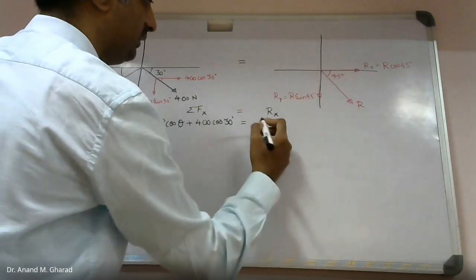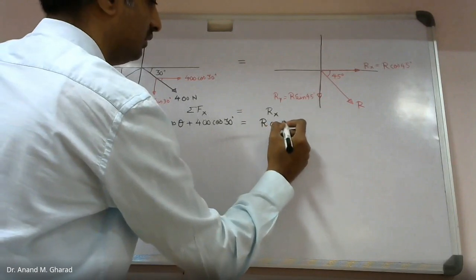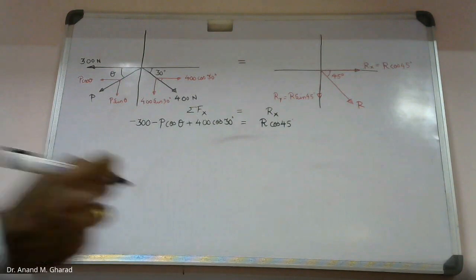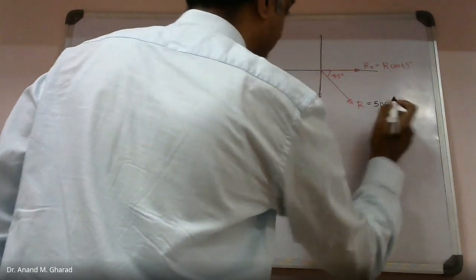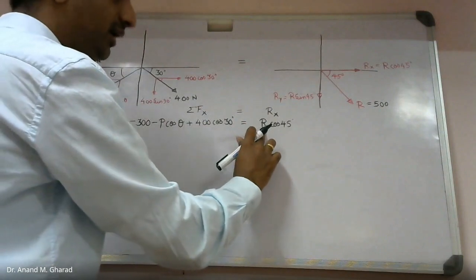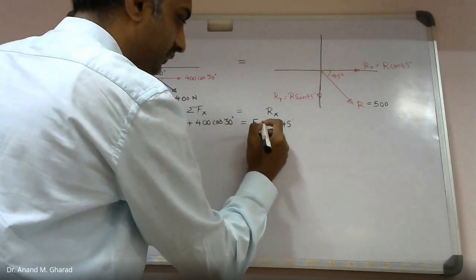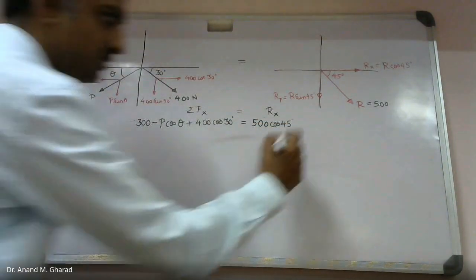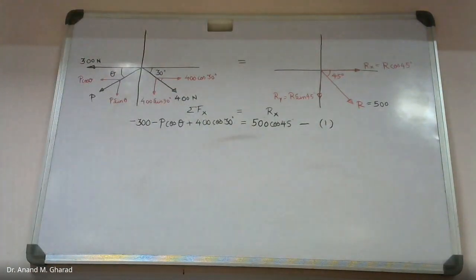What is Rx over here? It is R cos 45. The R value is given as 500 Newton. So directly we can substitute this R value. What will it be? 500 cos 45. Is this equation, let's say equation 1, correct? Is this correct? Please verify.